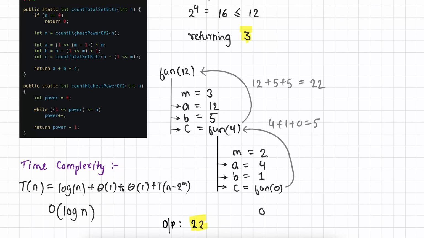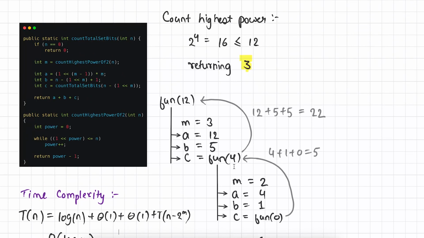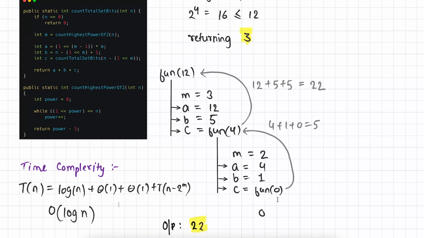So here the upper bound of this function comes out to be big O of log of n. As you can see, if n is 1, we are only going to make 2 recursive calls. One for f of 4 and one for f of 0.